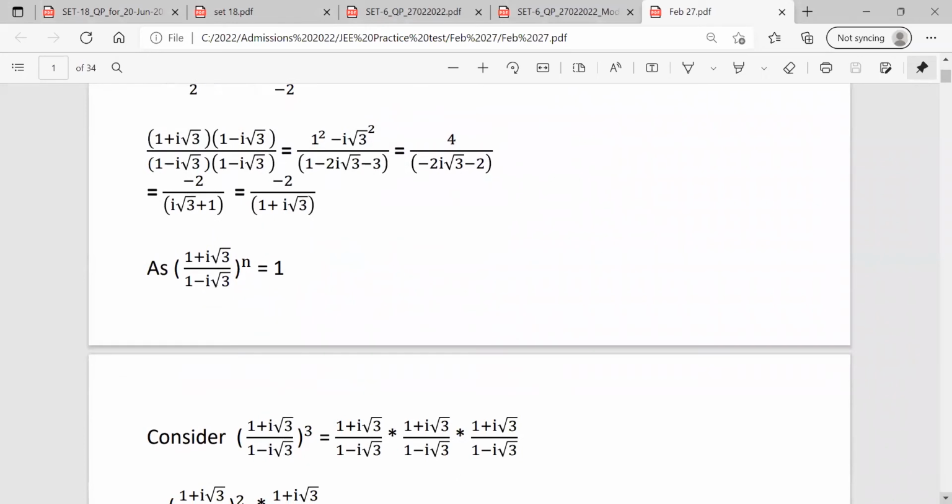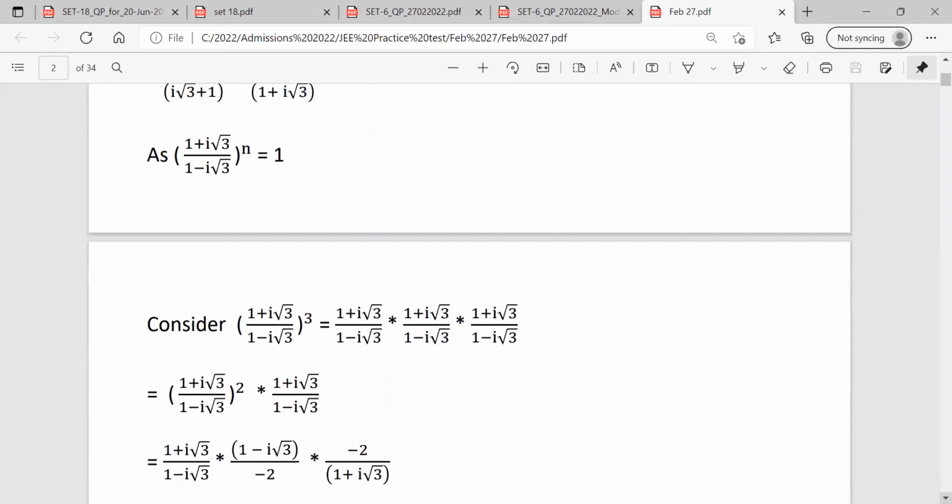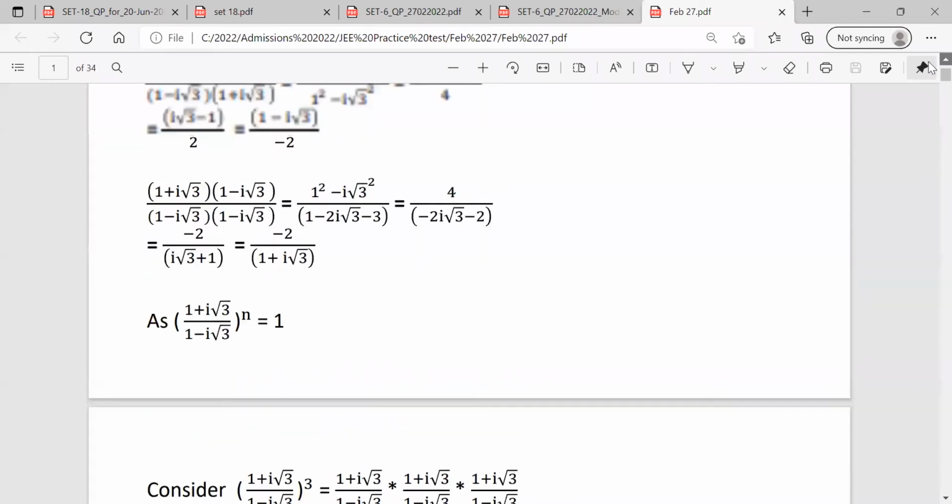So in that manner also we can simply answer this question when it's something related to imaginary part. Or you can write this equation as (1 plus i root 3) by (1 minus i root 3) whole cube is equal to, we have this value, right? (1 plus i root 3) by (1 minus i root 3) multiplied by, we have these three terms here. And we have found the values of all the terms above, which we have solved, right?